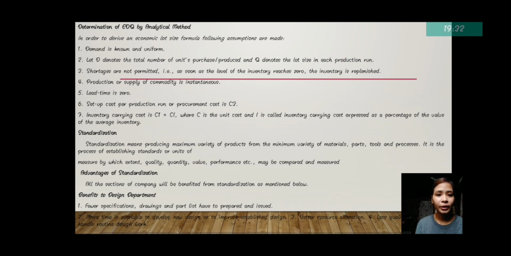Then let D denote the total number of units purchased or produced, and Q denote the lot size in each production run. And the third is shortages are not permitted. For example, as soon as the level of the inventory reaches 0, the inventory is replenished. Then production or supply of commodity is instantaneous.